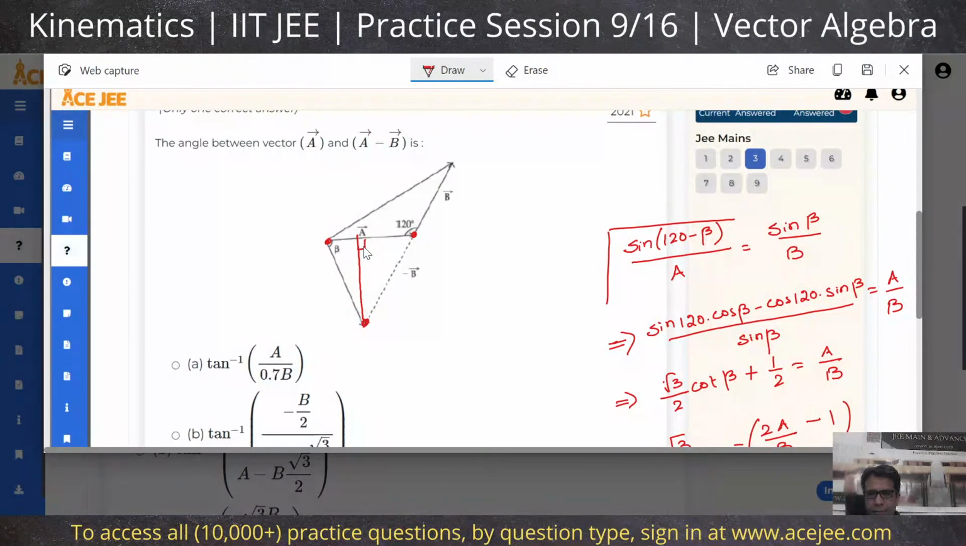Then the height we get is b sine 60. The height of this perpendicular in terms of b is b sine 60. And then you said tangent of beta is equal to this. So tangent of beta will be b sine 60 upon a minus b cos 60. Okay, so sir, I got the same answer.